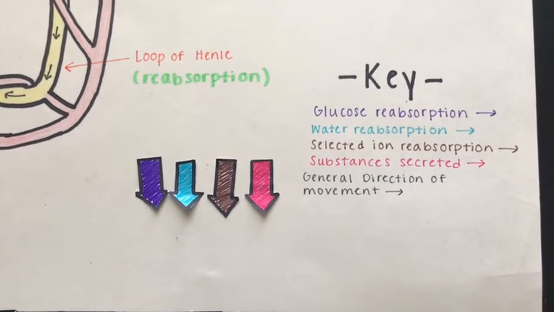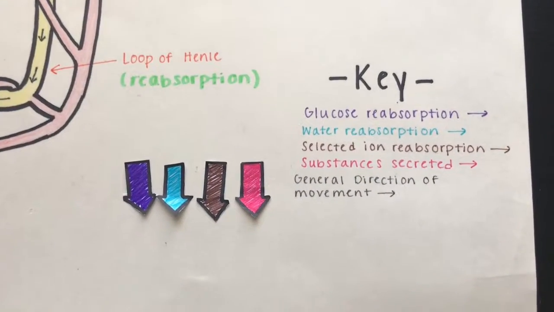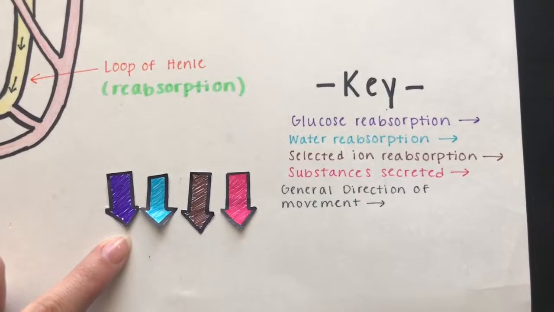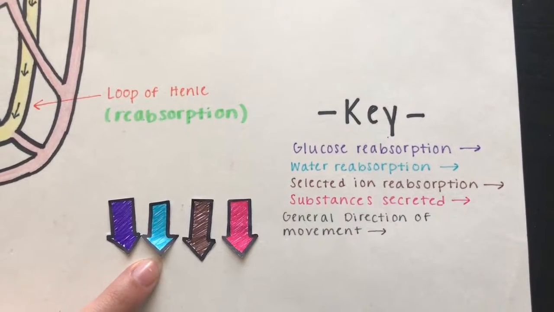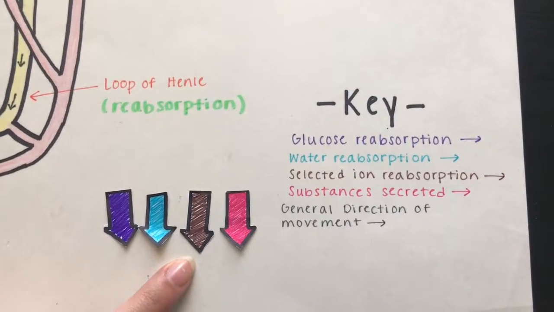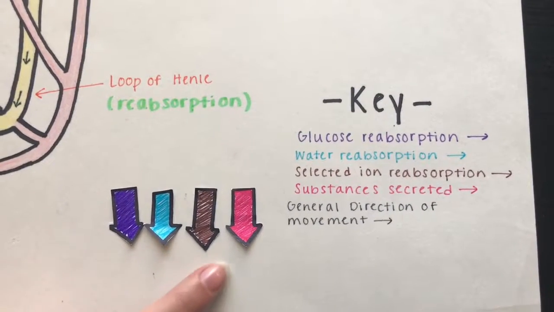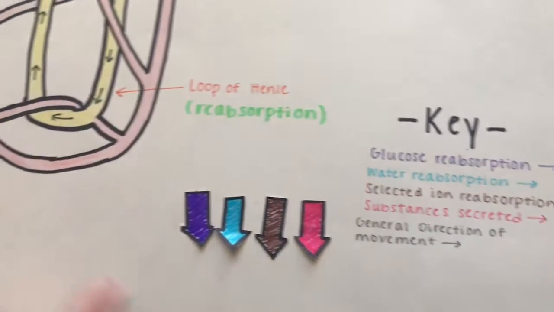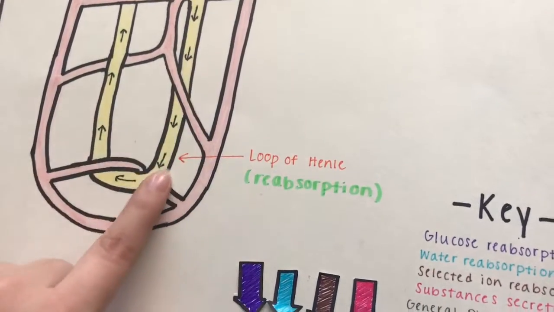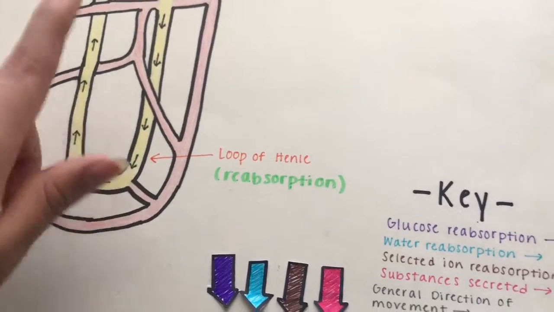So here's a key for the arrows that are located within the nephron diagram. The purple arrow stands for glucose reabsorption, the blue arrow stands for water reabsorption, the brown arrow stands for selected ion reabsorption, the pink arrow stands for substances secreted, and the black arrows just show the general direction of urine or filtrate within the nephron.